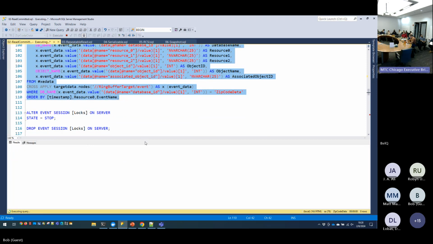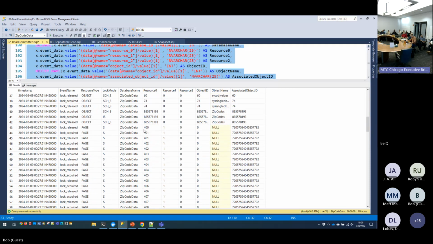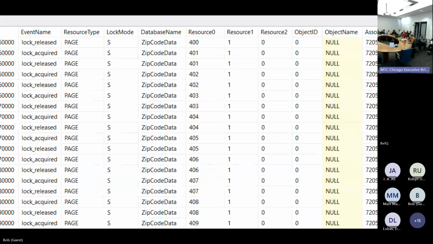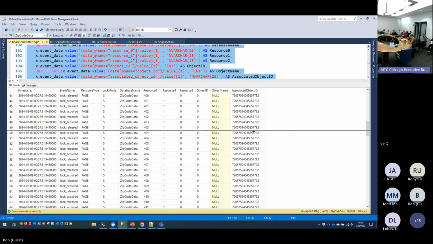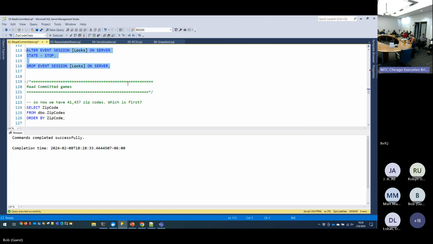I'll make it a little bigger. We have all kinds of locks. When we did this in read uncommitted mode, we had only 4 rows. Now we have all these rows. If I scroll down to the meat here, we have lock acquired, shared lock, page 404, lock released, page 404, lock acquired 405, lock released 405, and on down. So we literally see it acquiring the lock, reading the row, and releasing the lock. We can look at that through the event chain to prove to you that I wasn't making that up.